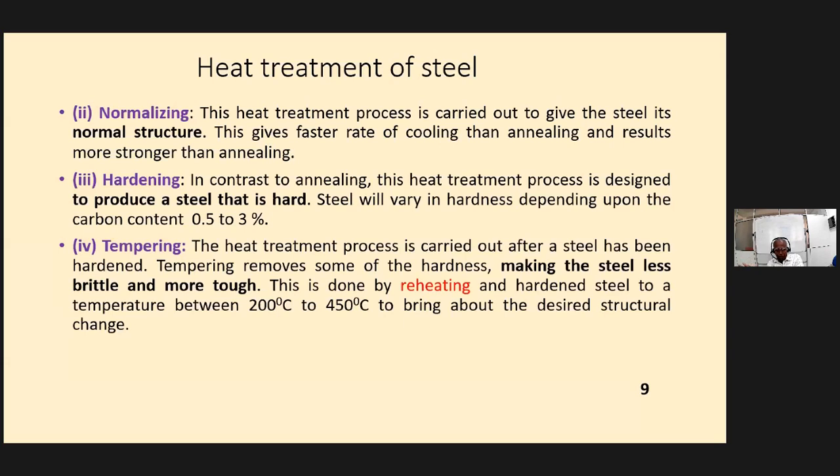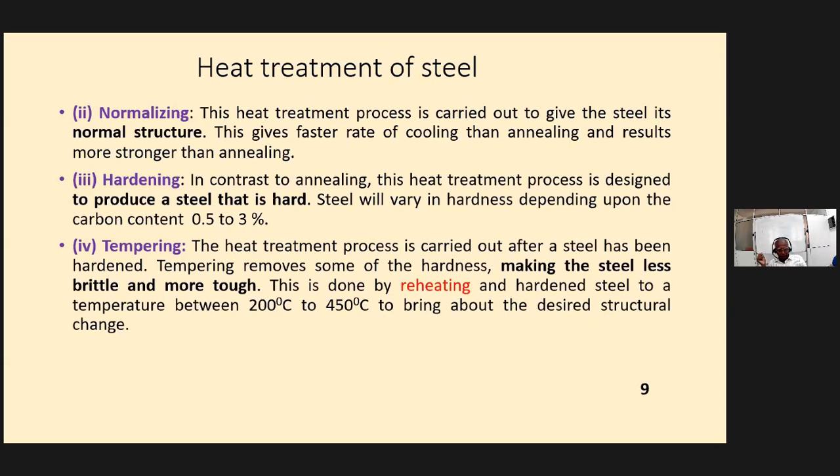Hardening means, in contrast to annealing, this heat treatment process is designed to produce a steel that is hard. For example, we can have quenching. Quenching means putting heated metal into water. Steel will vary in hardness depending upon carbon content, right? 0.5 to 3% carbon level.